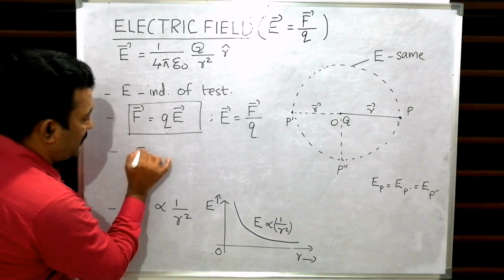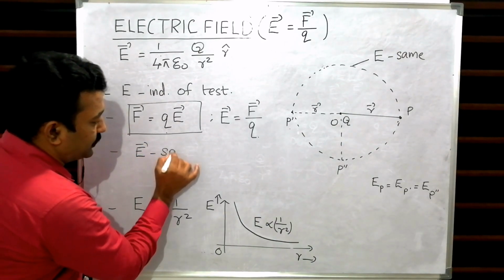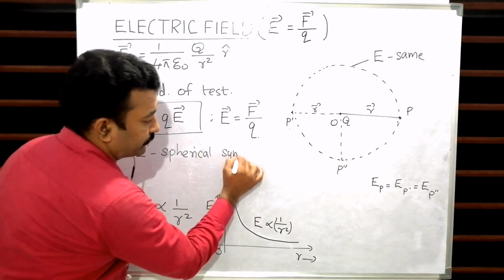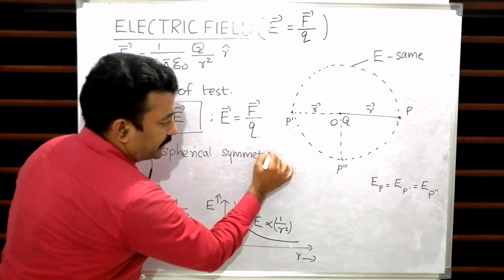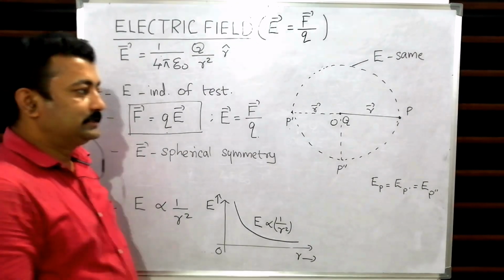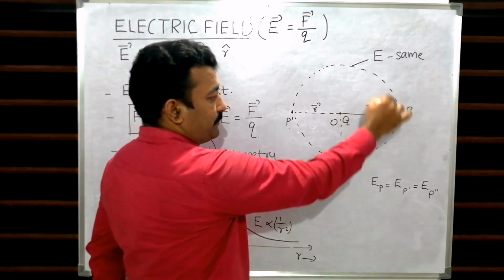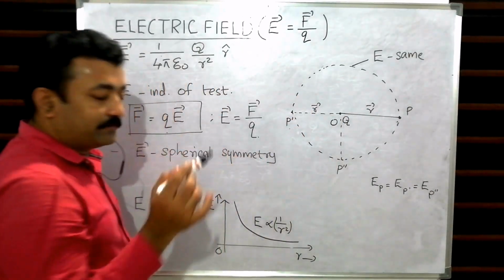So I can say that electric field has got a spherical symmetry. This is known as spherical symmetry. What is meant by spherical symmetry? You can say that at any point on the surface of the sphere, the value of the electric field is same.